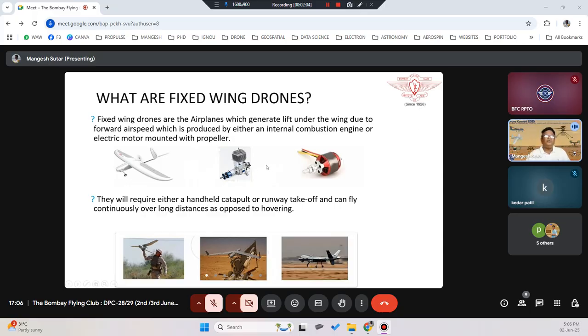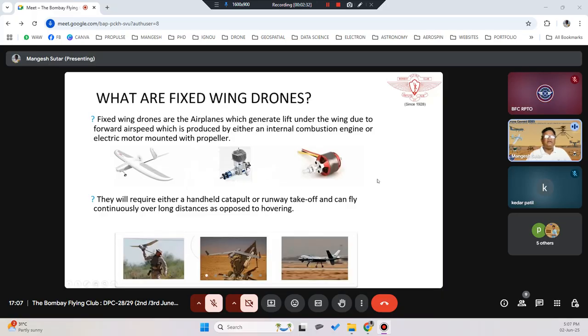Either by using 2 engines. One is the internal combustion engine, what you can see here, okay, or the electric motor, depending upon what. Both are connected to the propellers. There will be a propeller in the front of both, okay, which will be rotating and giving it the forward speed. The forward speed and the aerodynamic shape of the aeroplane will cause this fixed wing drone to move in the air, or generate the lift in the air.